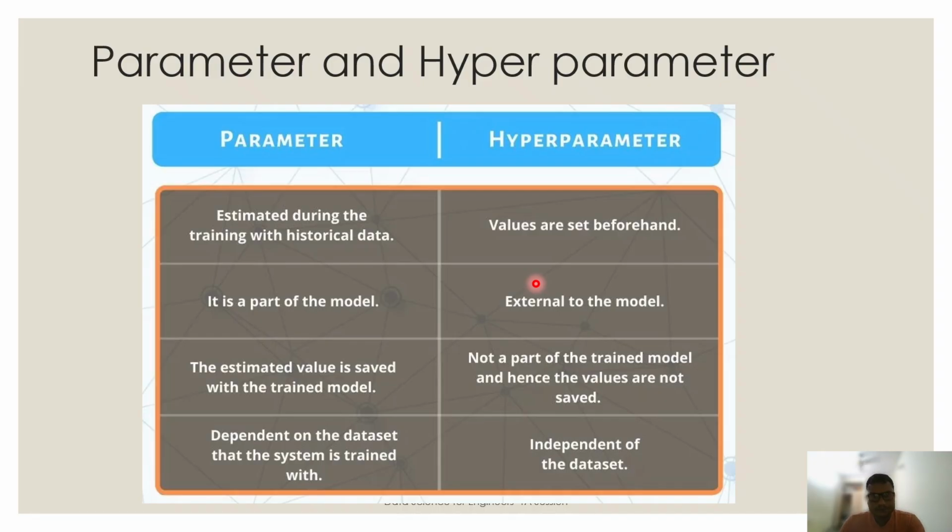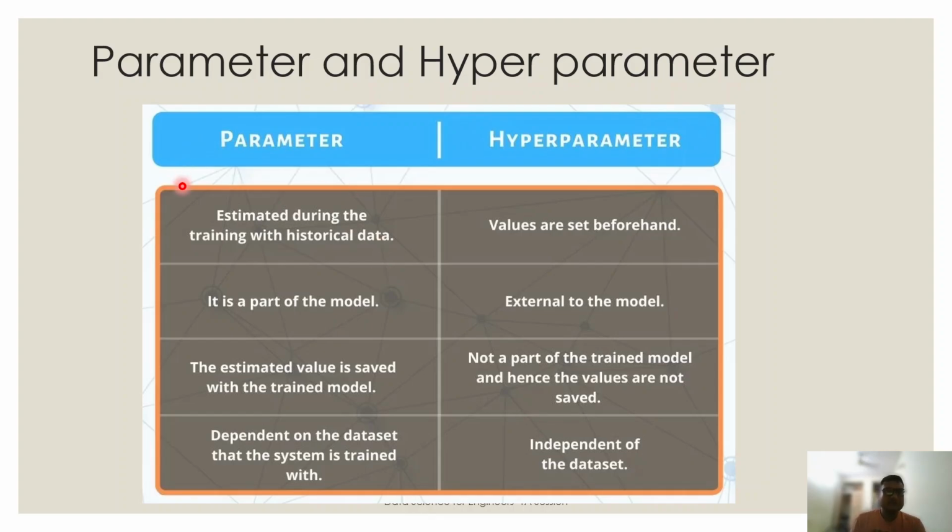Okay. So before that, we will learn about parameter and hyperparameter. That's one of the topics covered during this week. I think in the fourth or fifth session we already discussed this part, but in detail we are going to learn about parameters and hyperparameters. This is a very basic distinction between the parameter and hyperparameter. Parameter is something estimated during the training with historical data.